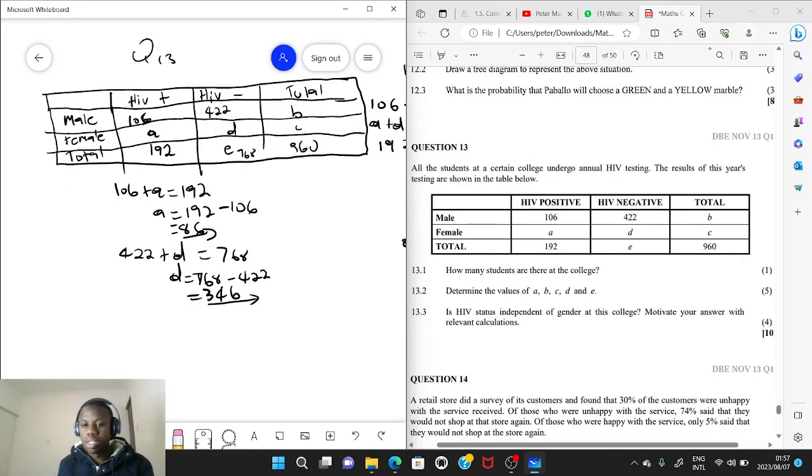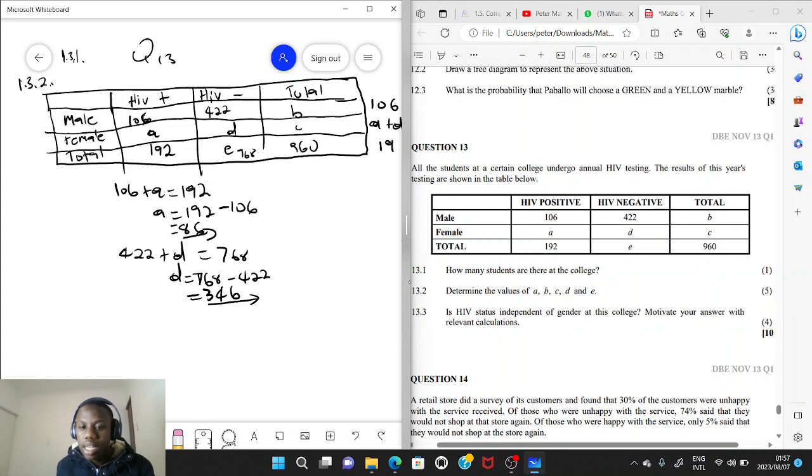So we are done with 1.3.2, right? And then 1.3.1, it's as follows. For 1.3.2, we were asked to determine the values of A, B, C, and D, right? And then 1.3.1 reads as follows.